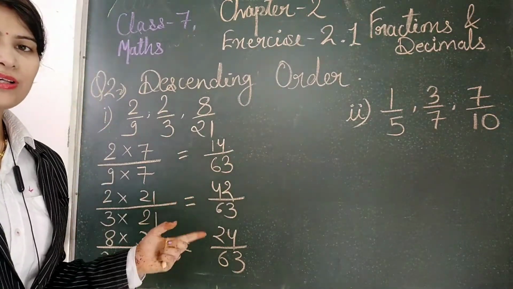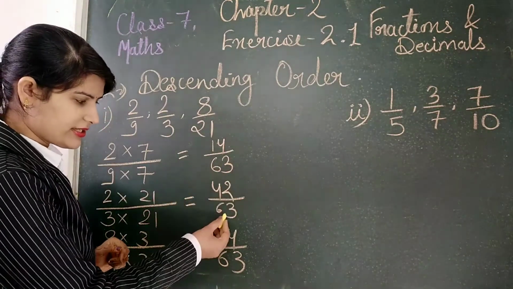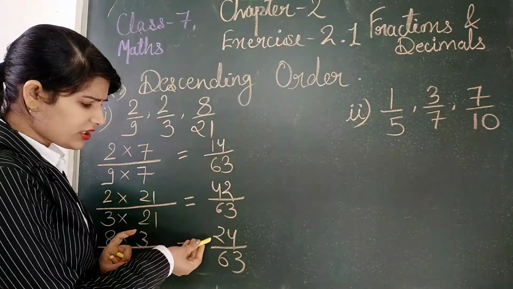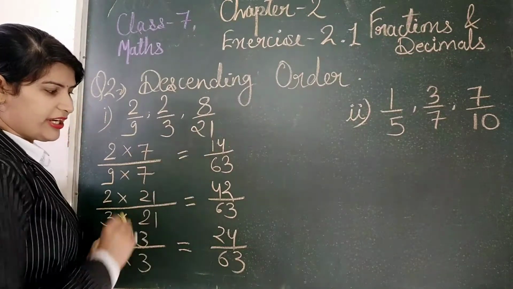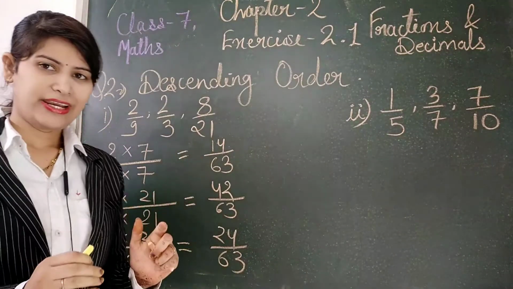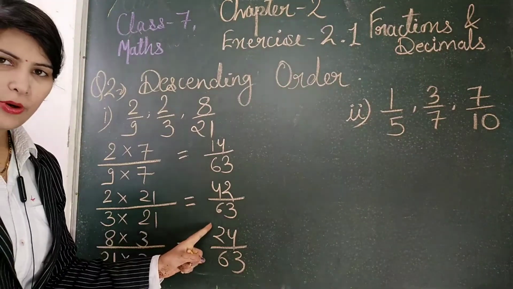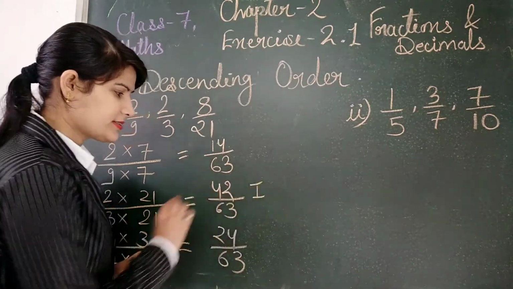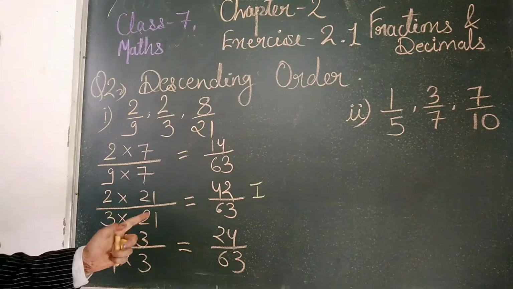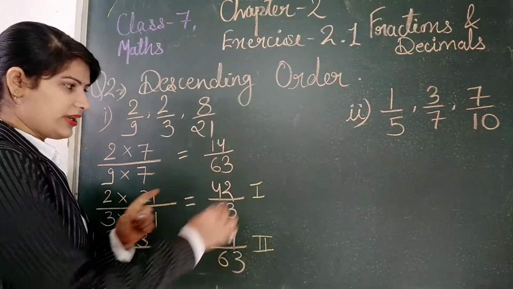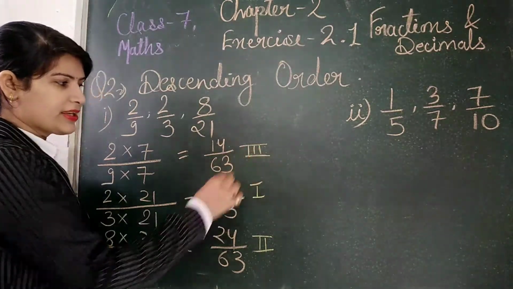Now look at these numbers. Tell me which one is the greatest, because now 63 means complete, having 63 parts, right? Now 24, 42, 14. Descending order means greater to smaller. So what is our greatest number? 42 upon 63. This is our first number. And what is next? The second is 24 upon 63, and third is 14 upon 63.